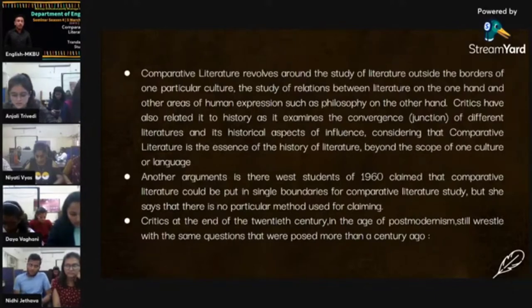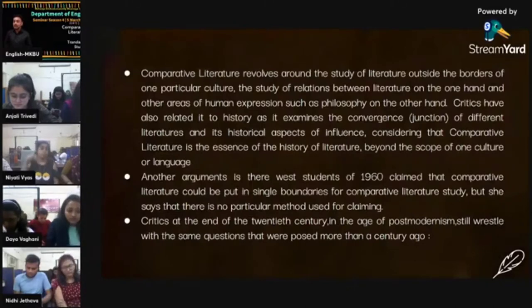Another argument is that Western students of the 1960s claimed that comparative literature could be put within single boundaries for study. But she says that there is no particular method used for it. Critics at the end of the 20th century, in the age of postmodernism, still wrestle with the same questions that were posed more than a century ago.